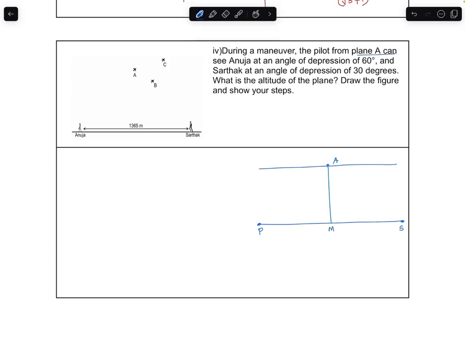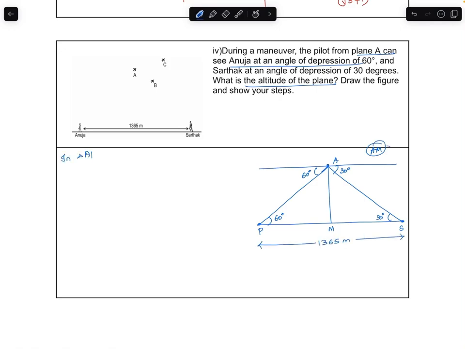Plane A can see Anuja at an angle of depression of 60 degrees. So this is 60 degrees. Since the line through A and PS are parallel, the angle at P is also 60 degrees. The plane A can see Sarthak at an angle of depression of 30 degrees. This is 30 degrees. Since the line through A and PS are parallel, the angle at S is also 30 degrees. What is the altitude of the plane? That is, we have to find out AM here.